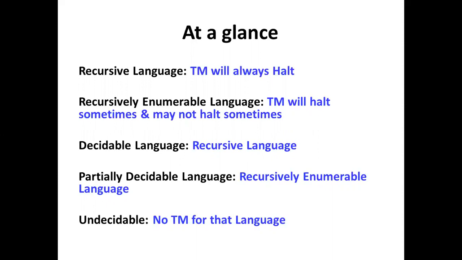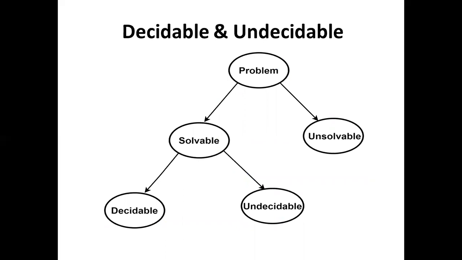So now I give an example for problems. First of all, we need to know whether the problem is solvable or unsolvable. A problem is solved by any kind of computer, digital computer, general purpose computer, or any kind of machine. So first we need to know whether the problem is decidable or undecidable. If the problem is decidable, then the Turing machine will always halt for this problem.